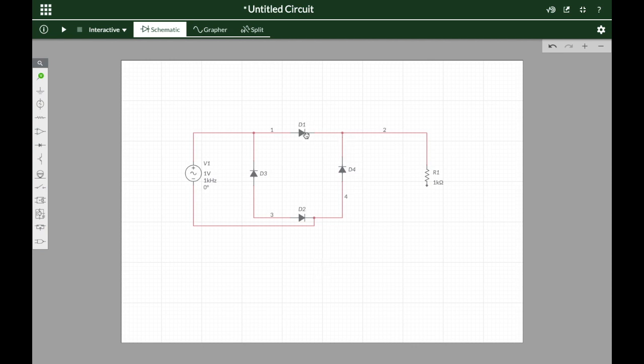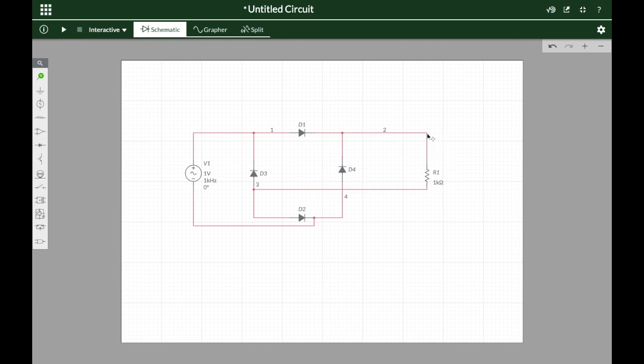The junction of D1 and D4, where negative ends of both the diodes are connected, is connected to one end of load resistance. So the other end of load resistance will go to junction of D3 and D2, where both have their positive terminals coming together. So our circuit is ready. We are going to measure output voltage across the load resistance, that is this resistance R1.